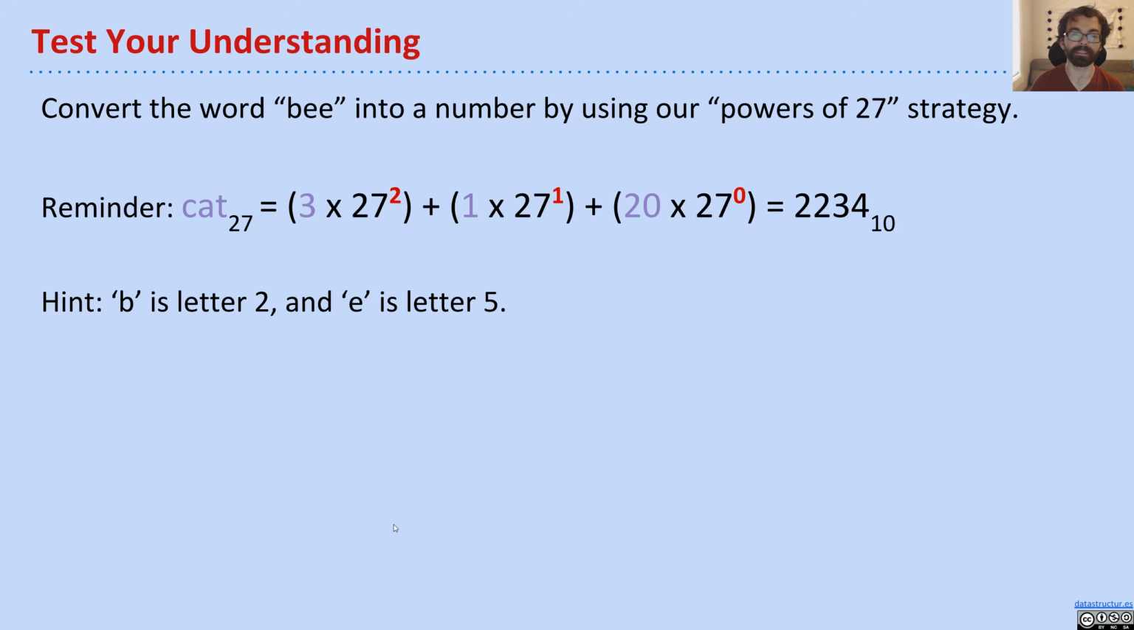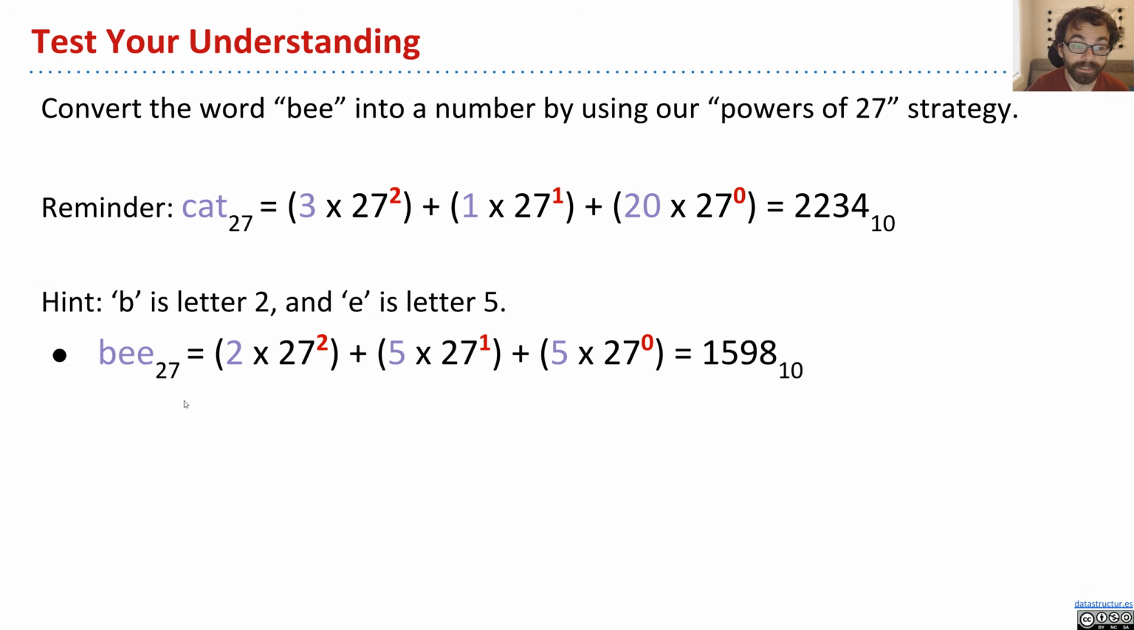So to see if this makes sense, I would like you to convert the word bee into a number using this powers of 27 strategy. Same basic idea, but give me the number for bee just to make sure this all makes sense. All right, so b is the letter 2 and e is the letter 5. So in base 27, if we multiply all this out, we'll have 2 times 27 squared plus 5 times 27 plus 5 times 1. And that will give me the number 1,598 in base 10, and we could use that as our index into an array.